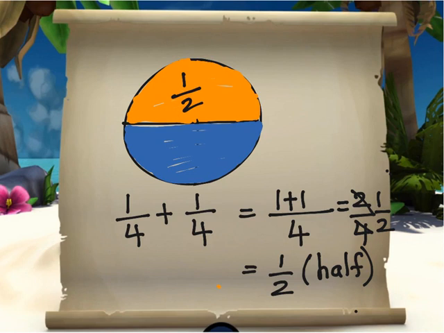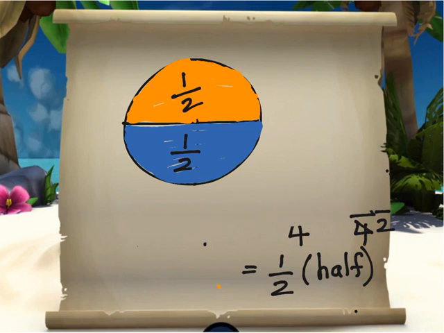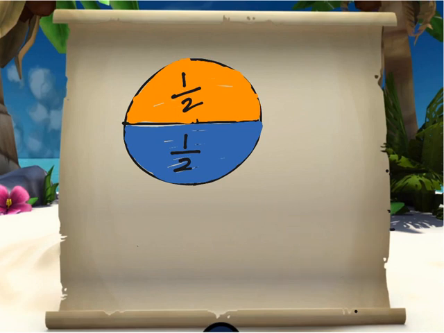So if you see now, the blue part of the circle is also another half. If the yellow part is a half, the blue part is also another half, right? Yes, so the blue part is also another half. 1/2 is half.